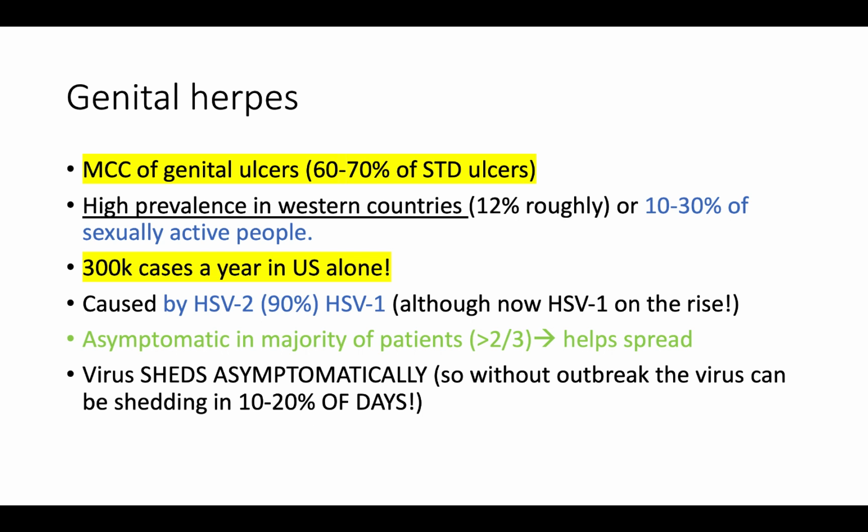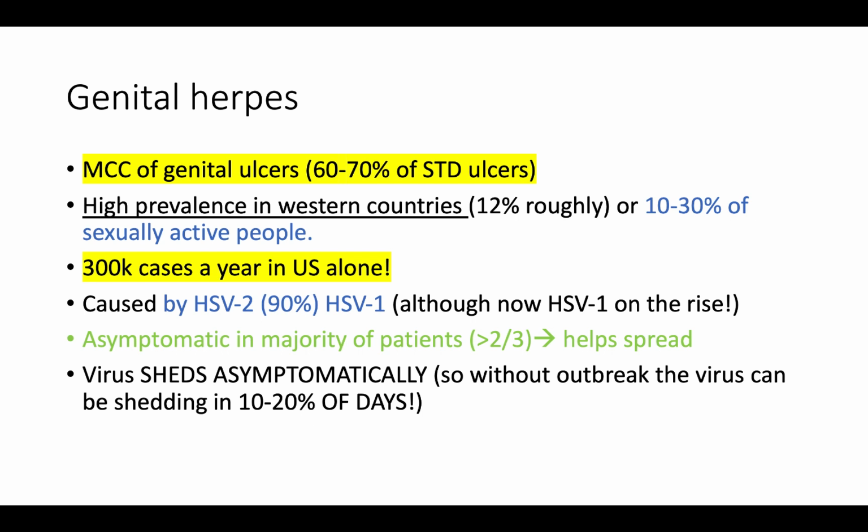Caused by HSV2, as we said, more than HSV1, although as we mentioned HSV1 is on the rise as a genital sore. Asymptomatic in the majority of patients, so they don't have blisters or anything, they just stay asymptomatic, and that's the major mechanism of how it spreads. It is shedding, but there are no symptoms, there's no blister. So the virus sheds asymptomatically. Who is more likely to be asymptomatic? Females are more likely to be asymptomatic than males, which helps the spread even further.